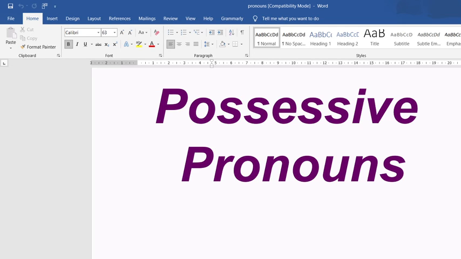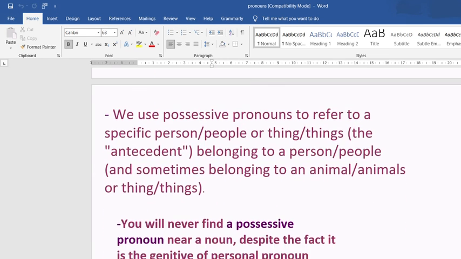But now we will learn that in order to replace these possessive nouns, we need to put pronouns, and that pronoun must carry the sense of possession. That is why we call it a possessive pronoun. So let's see what is written there. We use possessive pronouns to refer to a specific person, people, or things, the antecedent, belonging to a person or people, and sometimes belonging to an animal or animals or thing or things. Let's see how it is used.